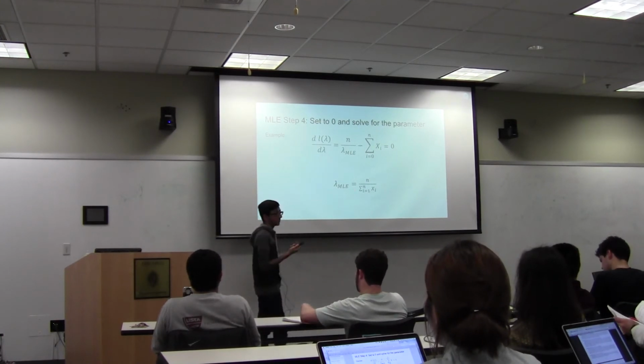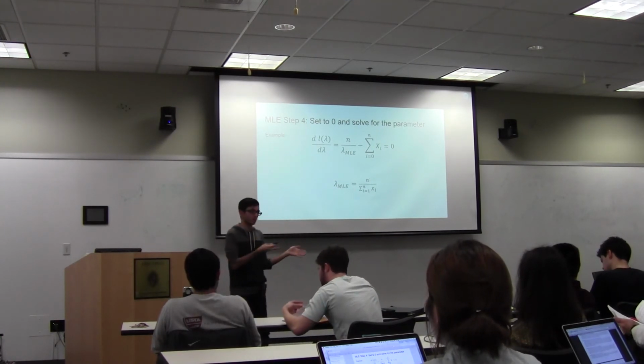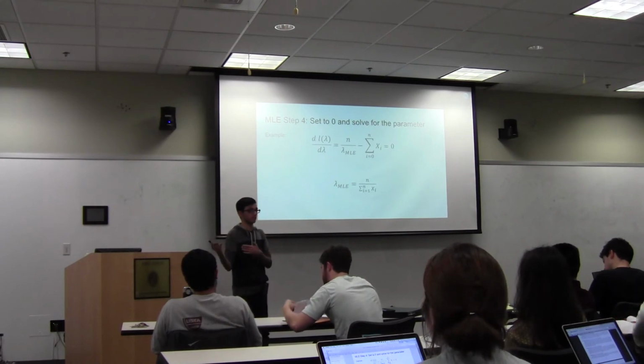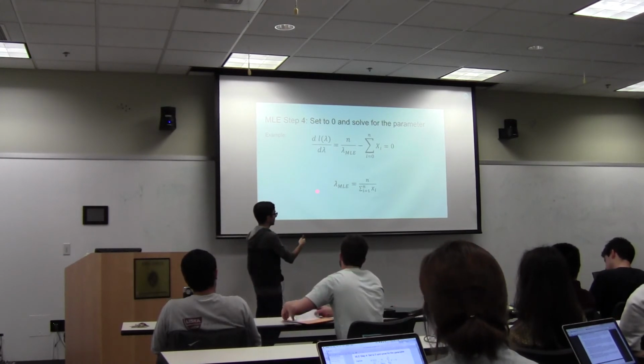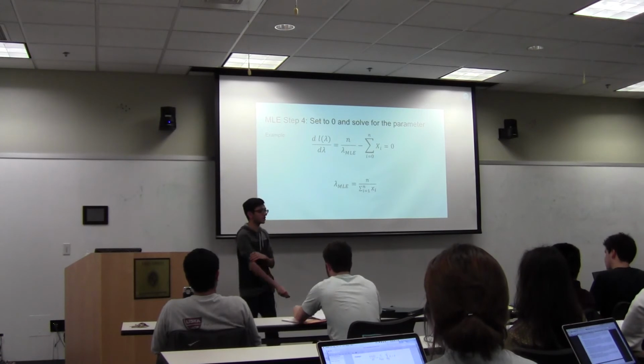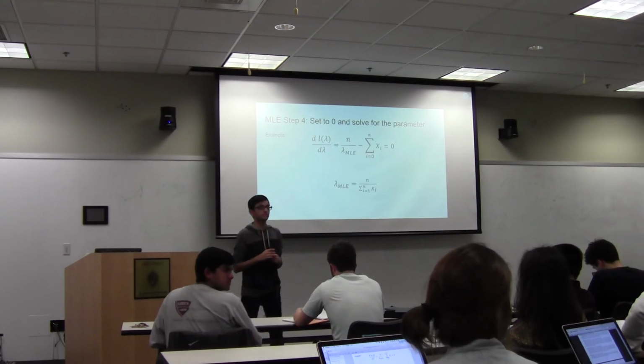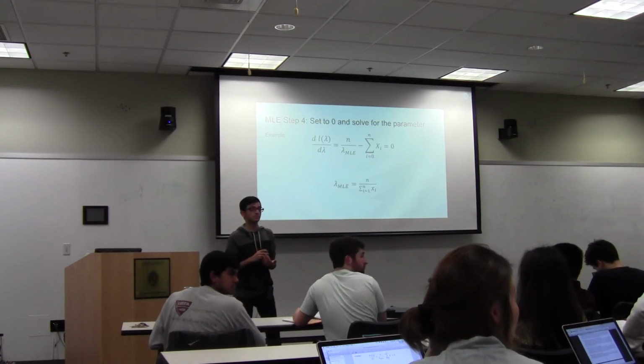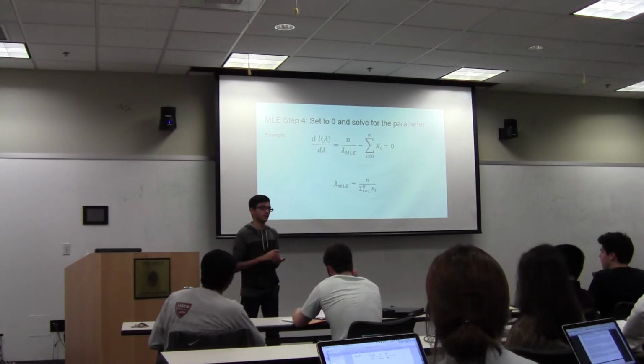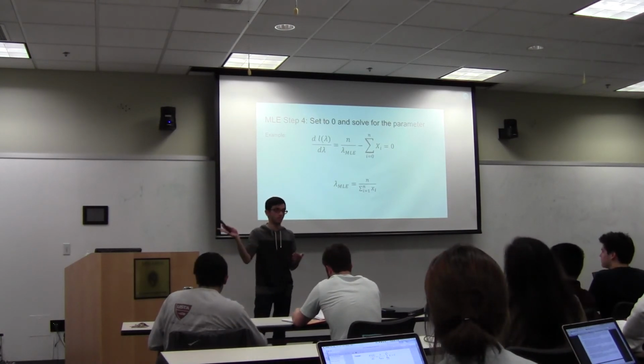So in our example with the x1 through xn, that was exponential with rate lambda. Here is the MLE estimate. And most of these are going to be fairly, yeah? So on the exam, you won't have to do the second derivative test and check it out? You don't need to, yeah. And I'll get into why later on.